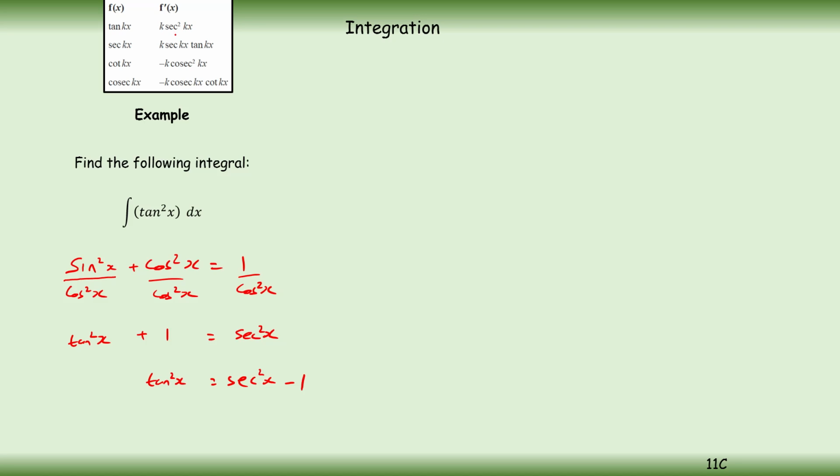So, is there an integral of sec squared? There's one there. So if I differentiate tan, I get sec squared. Happy days. So I can say that the integral of tan squared x with respect to x is equal to the integral of sec squared x minus 1 with respect to x. When I integrate sec squared, I get tan x. When I integrate 1, I get x plus my constant. That's job done. So it's about finding the right trig identity that I can integrate.